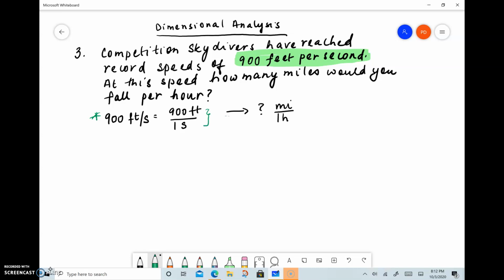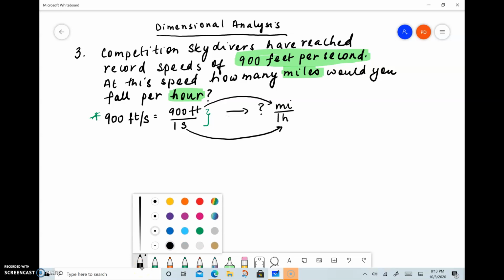And the question says, at this speed, how many miles would you fall per hour? So basically, we need to figure out, instead of feet, we have miles. And in how many miles are they falling in 1 hour? So we make a plan. So what we need to do is we need to change feet to miles, and we need to change seconds to hours. So let's see if we have the equations.